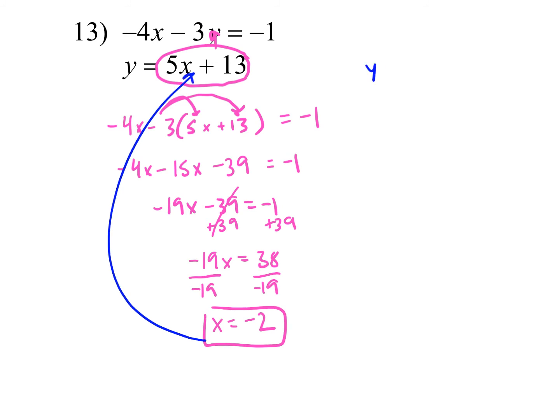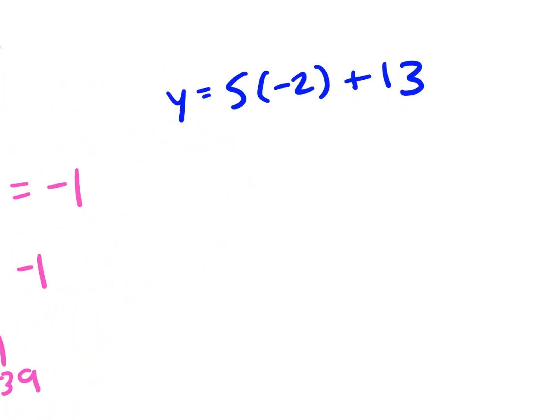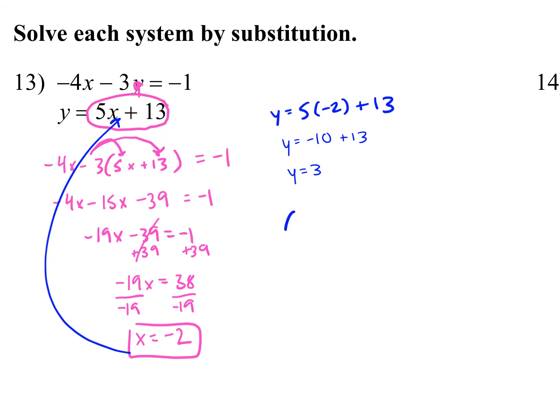So y is equal to 5 times negative 2 plus 13. Ian, what should I do first to solve? Subtract basically. I'll wait a little. Thank you. So 5 times negative 2 is negative 10. Ian, what's negative 10 plus 13? 3. So y is equal to 3. How would I write my answer? Negative 2, comma 3.